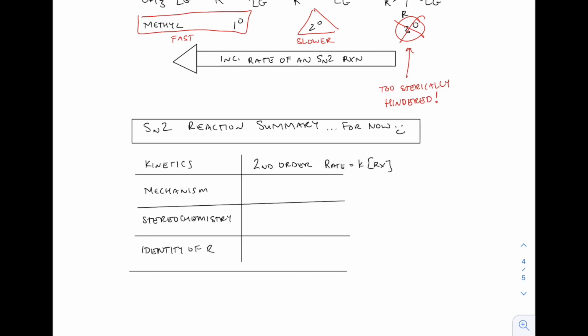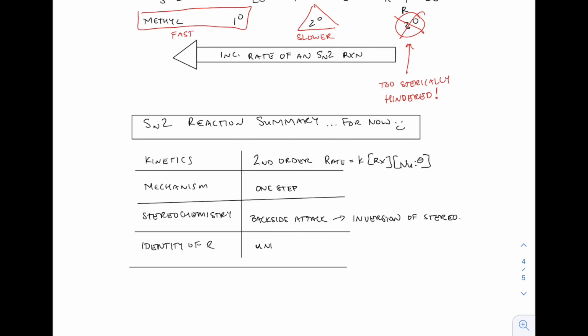Kinetics, we have second order with the rate equal to k times the concentration of the alkyl group as well as the nucleophile. The mechanism is one step, and the stereochemistry is, as a result of backside attack, we get inversion of stereochemistry. And then the identity of R, basically, if we have an unhindered R group, that's going to be a much faster reaction, okay? So it reacts fastest.